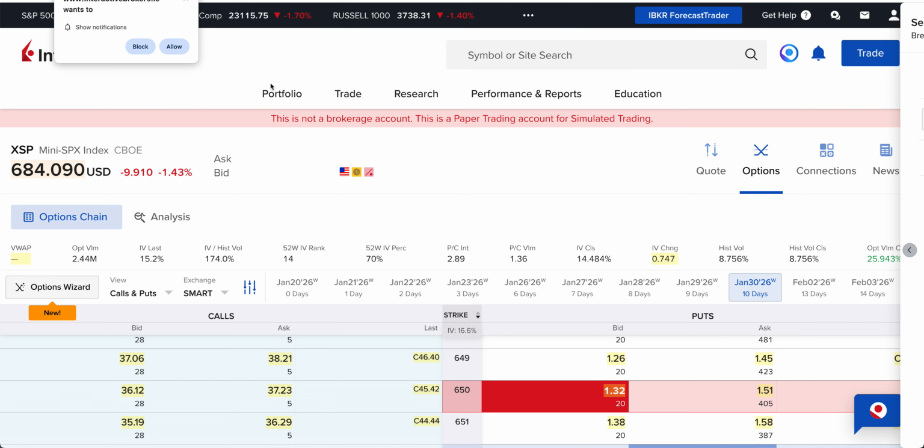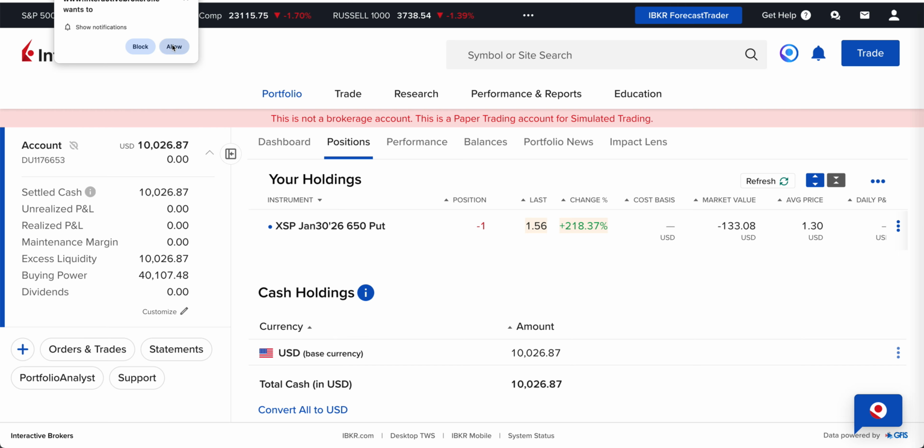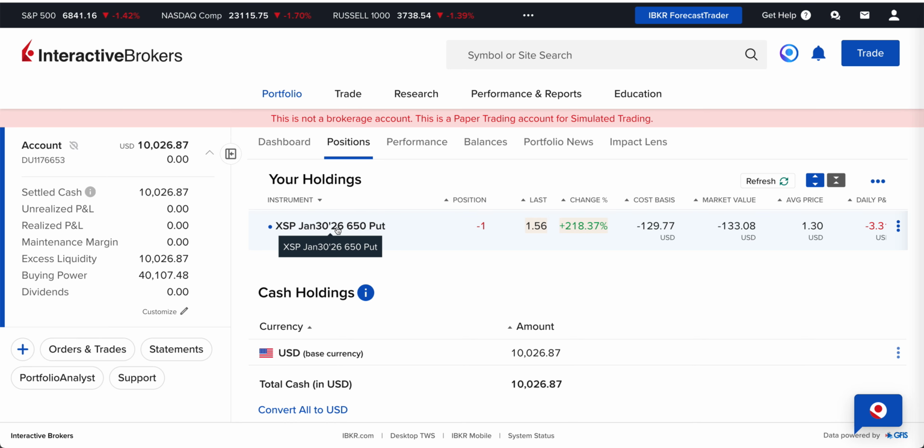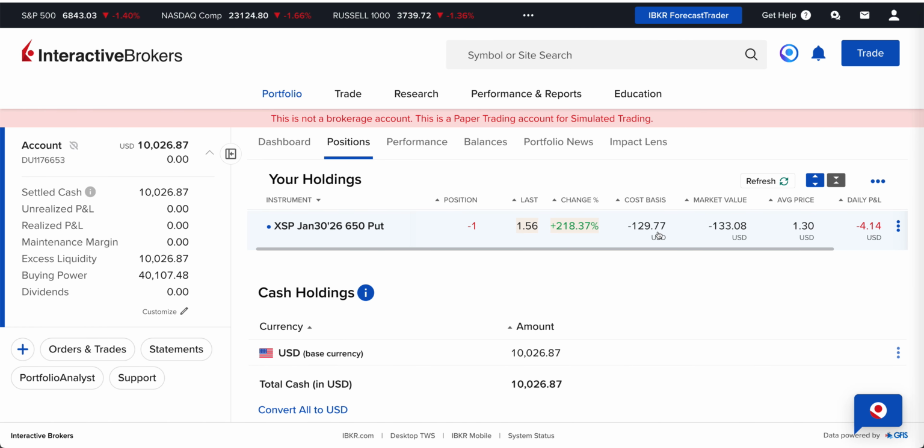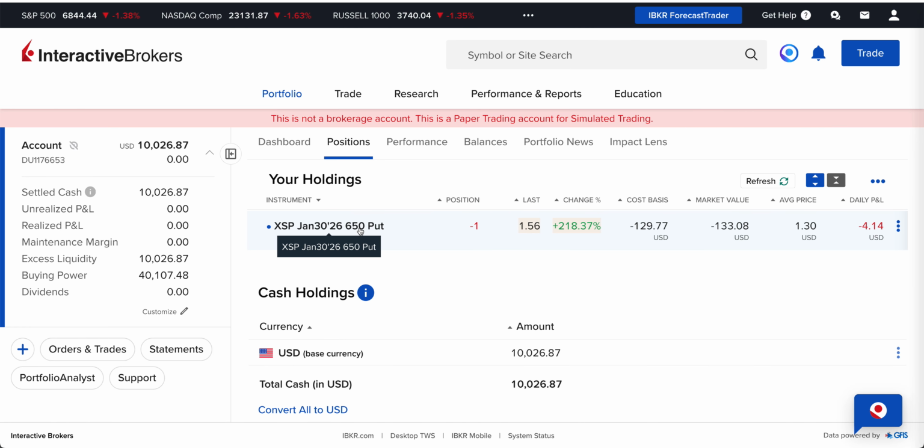So if I come into our portfolio, I'm going to show you what it looks like. You can see this is our XSP. You'll see our position is -1 here. That's because we didn't buy the put option, we sold it. You can see the premium we actually took in was $130. About 1.3% we stand to make in this trade over the next 9 days if XSP stays above 650.